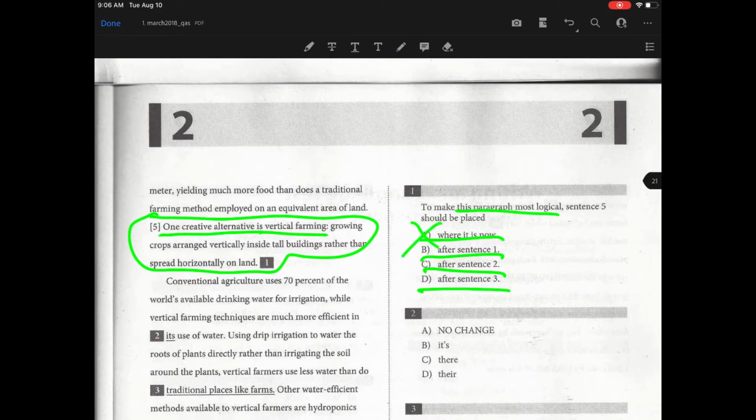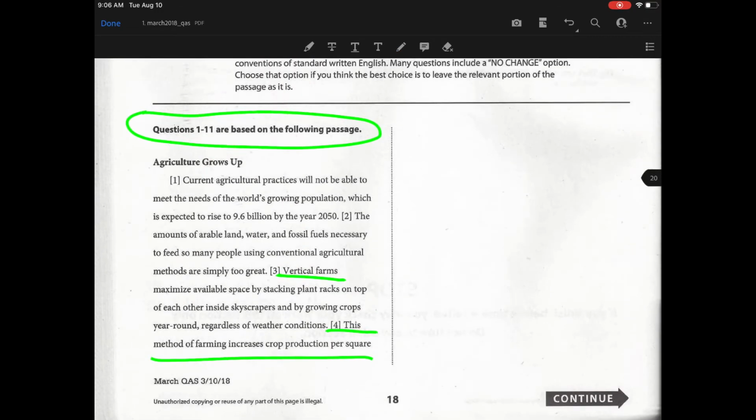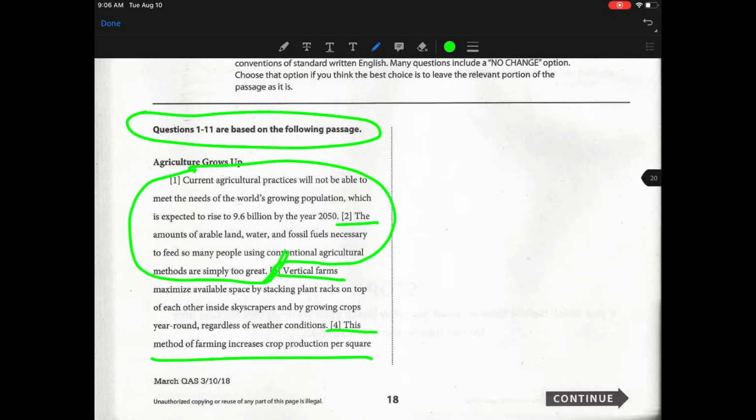So let's look after sentence 1. Maybe it's there. Current agricultural practices will not be able to meet. Okay, so they're posing a problem here. And then sentence 2, I'm focused on sentence 2 right now. The amounts of arable land, water, and fossil fuels necessary to feed so many people using conventional agricultural methods are simply too great. Okay, it's the continuation of that problem. Vertical farms maximize. Well, the most logical place would be here because this is a problem, okay? And this is already their discourse on vertical farming. So most logically, it's before sentence 3 or after sentence 2.